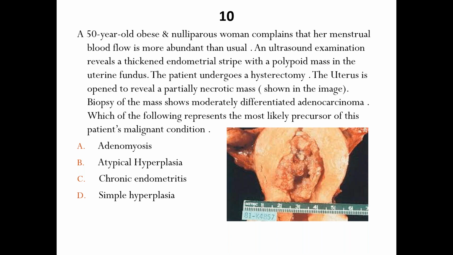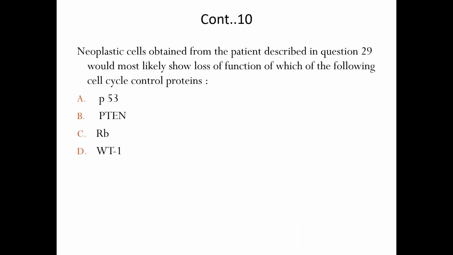Which of the following represents the most likely precursor of this patient's malignant condition? For the same case, neoplastic cells obtained from the patient described would most likely show loss of function of which of the following cell cycle control proteins?